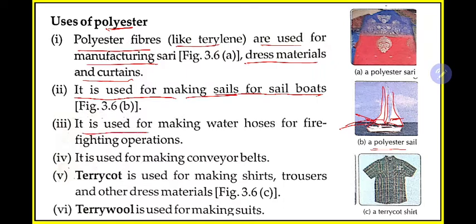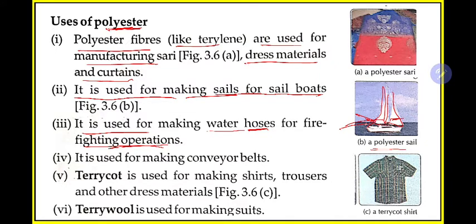Okay, it is used for making water hoses for firefighting operations. What are these hoses? In case you have seen a fire brigade, you have seen they do not use plastic pipe. You see them using some pipe which is plastic-like but not plastic. It is something like a cotton type pipe. So how is this pipe prepared? This pipe is prepared using different types of materials, and out of all these materials, polyester is one type.